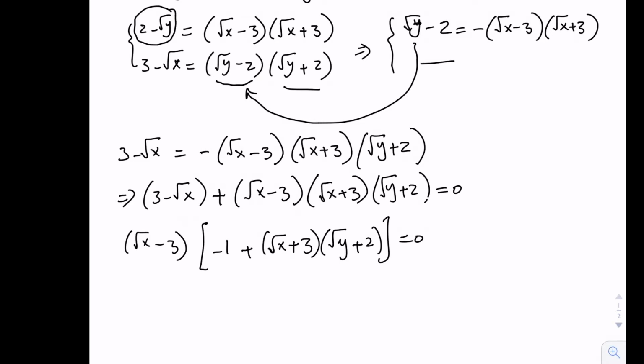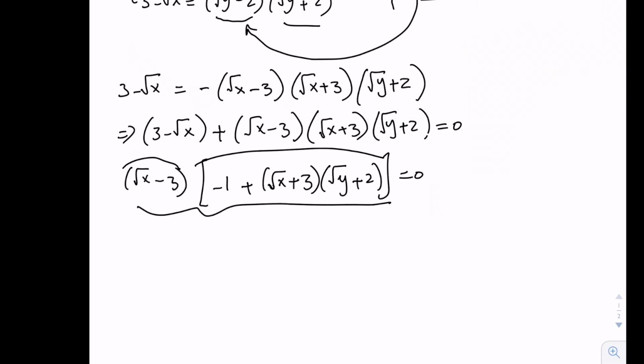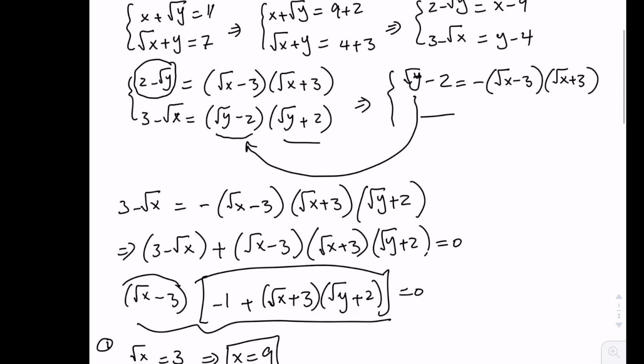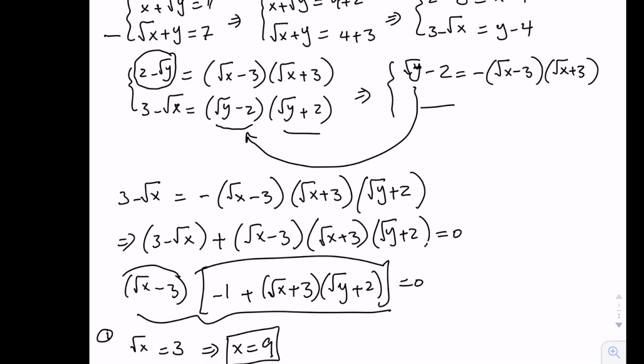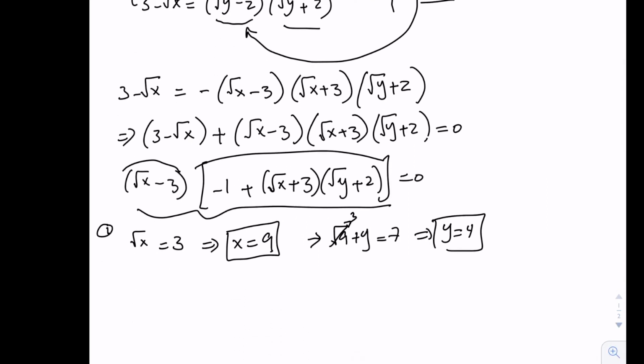Now if this expression is to be 0, either the first multiplicative term has to be 0 or the second. So if the first one is 0, we will get square root x is 3, therefore x will be 9. And if we replace x equals 9 into the second equation, we will have root 9 plus y is 7, and this is 3, therefore y will be 4. So one answer to the equation is x equals 9 and y equals 4.